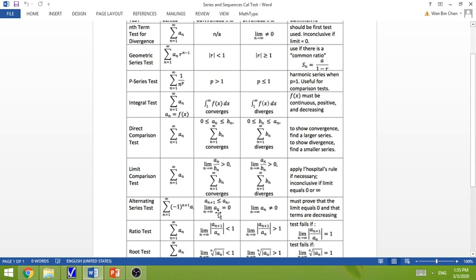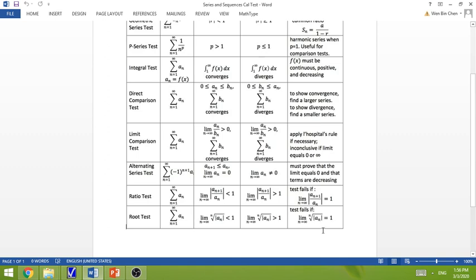And then the limit of a sub n as n goes to infinity, if that equals 0, that means the series is considered convergent. But if the limit of a sub n does not equal 0, then that will be considered divergent. So this one must prove that the limit equals 0 and that the terms are decreasing. So the term is getting smaller and smaller.